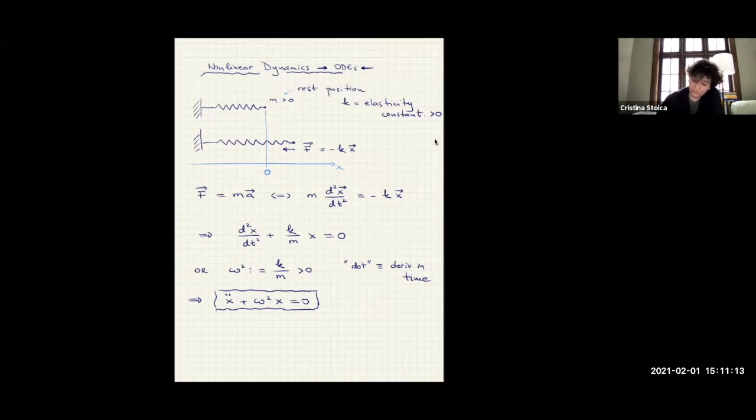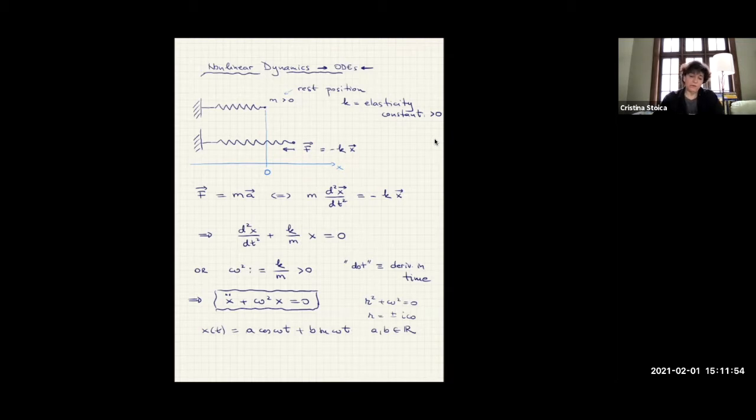Now I remind you how these were solved. You do the characteristic equation: r squared plus omega squared is 0, and solving, r equals plus or minus i omega. You end up with x of t equals a cos omega t plus b sin omega t as the general solution, where a and b are some constants. For every a and b we have a different solution. Of course, a and b are linked to the initial conditions.